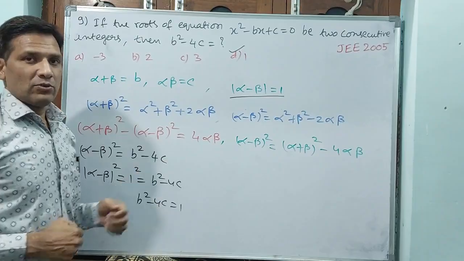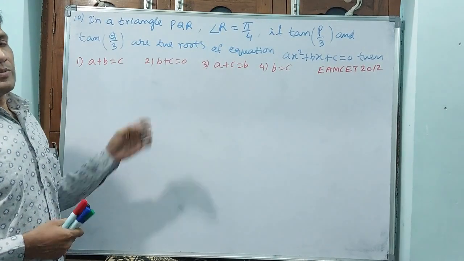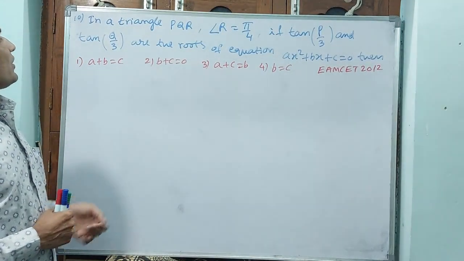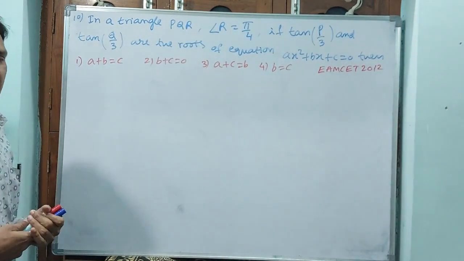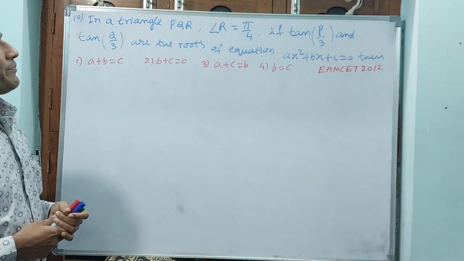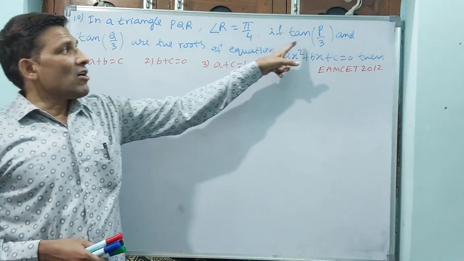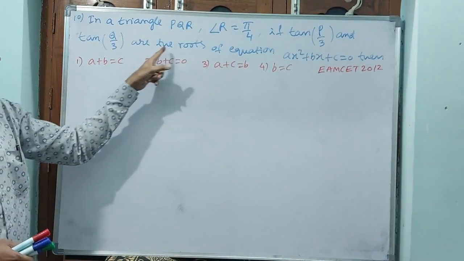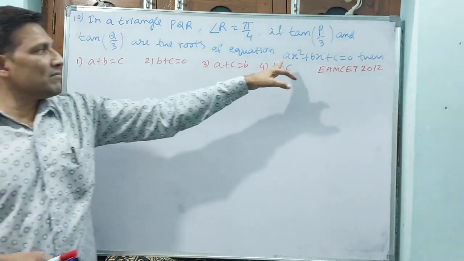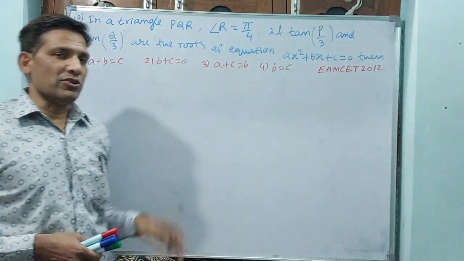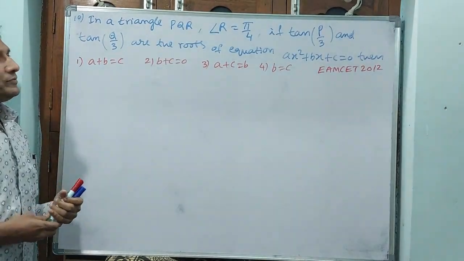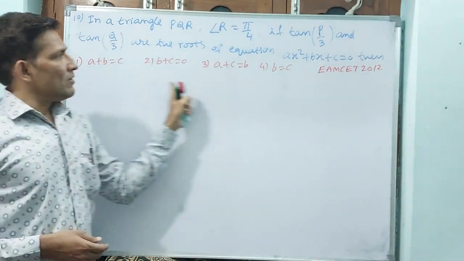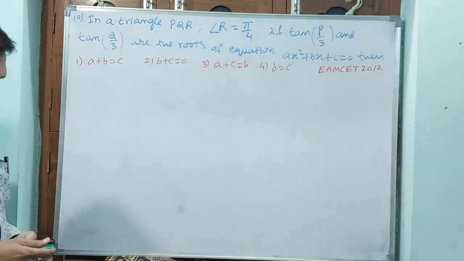Let us go for 10th question. Okay, see, Eamcet 2012 question, 10th question. In a triangle PQR, one angle they have given, R is pi by 4, that means 45 degree. If tan of P by 3 and tan of Q by 3 are the roots of the equation ax square plus bx plus c equal to 0, then they are asking which option is correct.